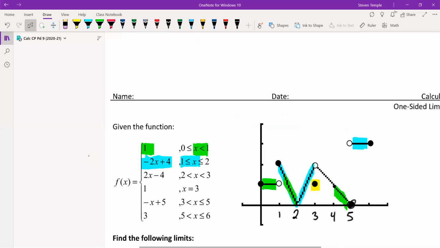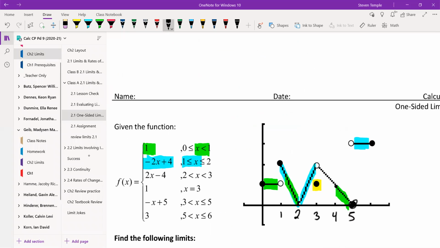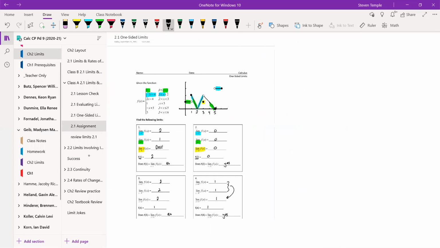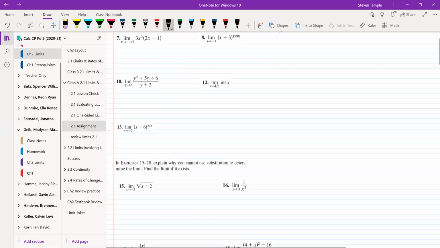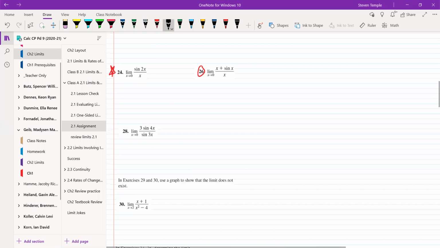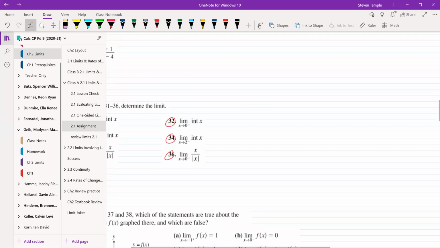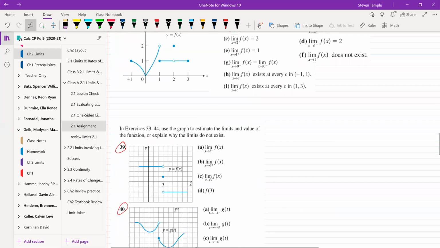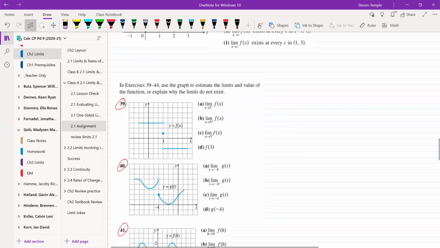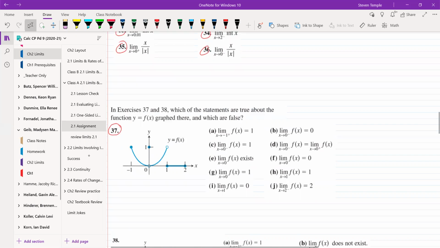Your assignments from this, if I go to the 2.1 assignment, I have your part 1 that will be due next class period, which is Thursday, and then for part 2 you can work on these following problems right here, 31 through 36, and then 37 and the ones down below. Very similar to what I just demonstrated to you guys. If you have any questions, feel free to email.